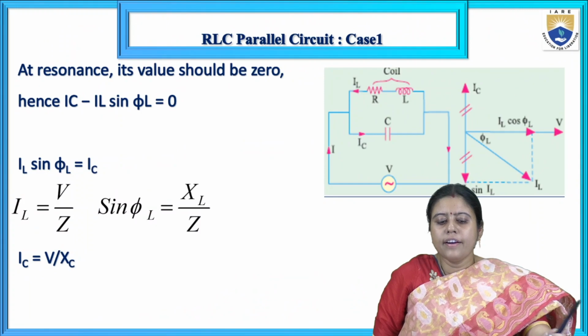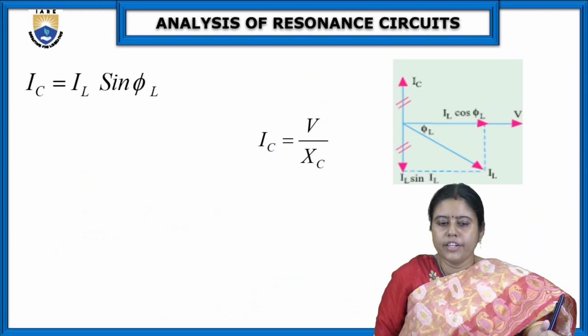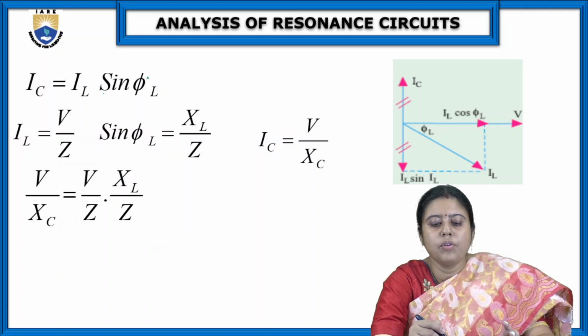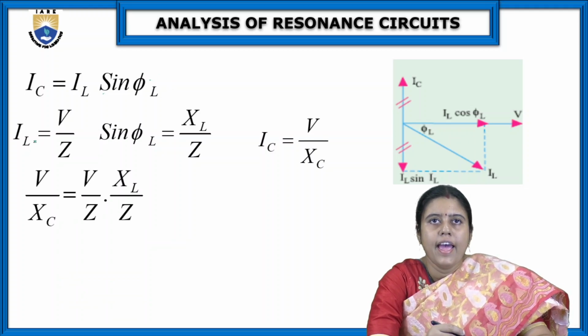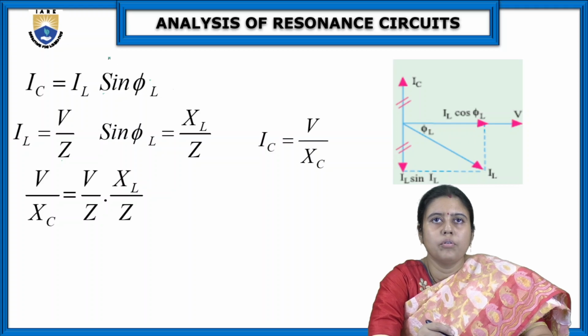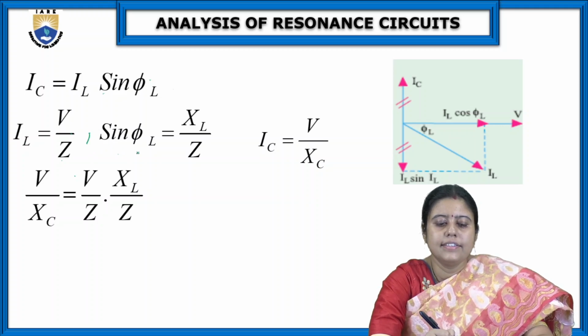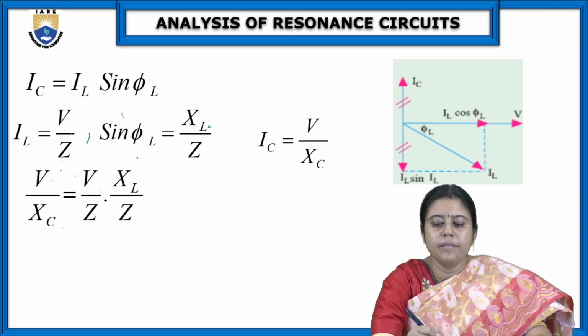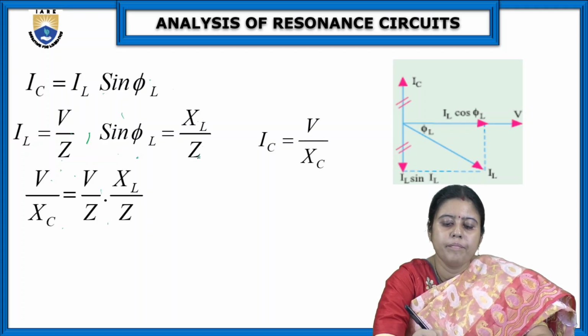So if we are calculating this equation, what are we getting? IC is equal to IL sin theta L, and what is IL? IL is equal to V by Z. So what is sin theta L? Sin theta L is equal to XL by Z. Up to this is what we got. So IC means V by XC, IL means V by Z, sin theta L means XL by Z.